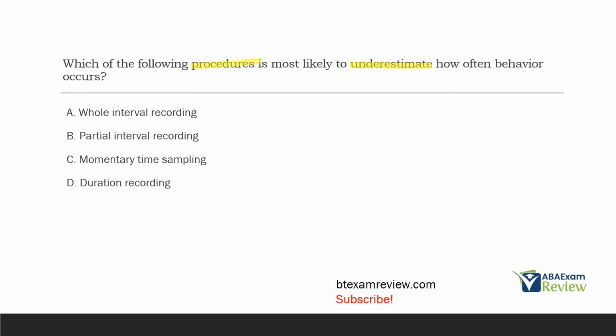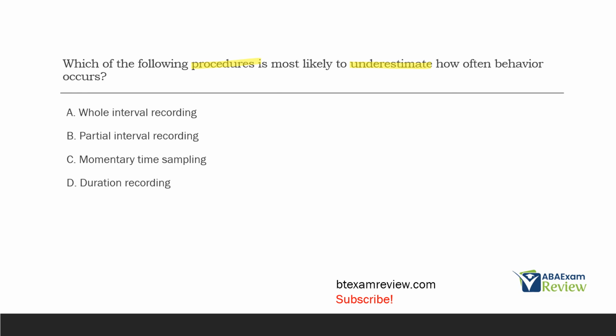What about B, partial interval? Well, partial interval is the other side of the coin, right? Partial interval is typically going to overestimate, because if we have a 15-second interval, that behavior only needs to occur for a split second to count. So you can see why whole is going to make it look like the behavior is happening less, while partial is going to make it look like it's happening more.